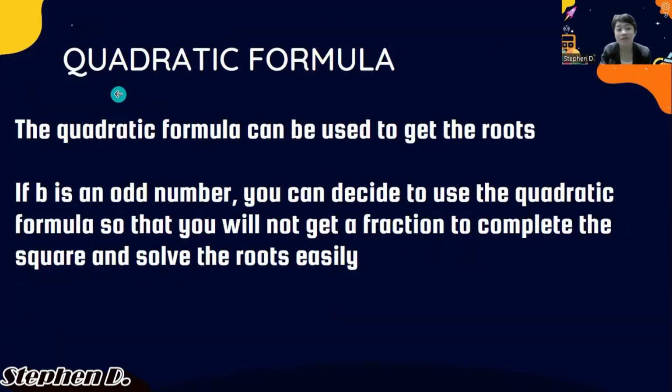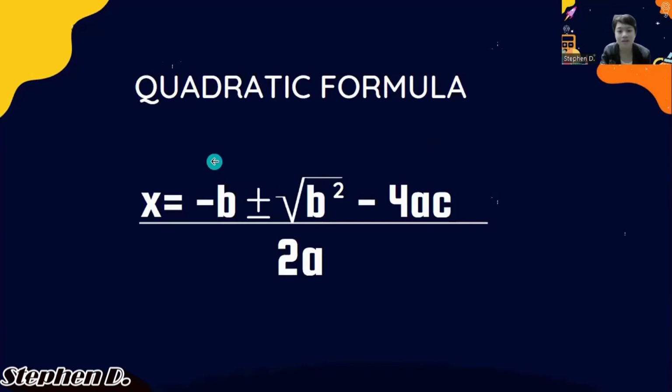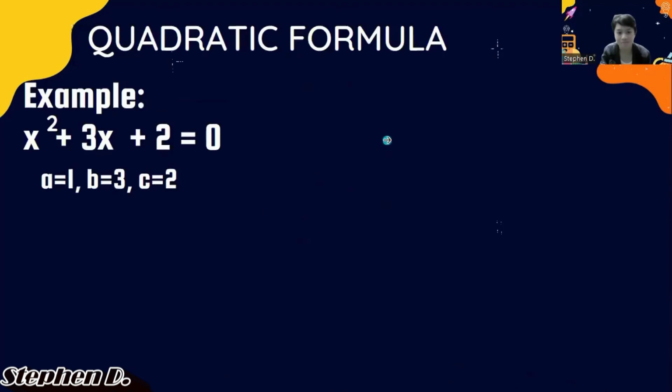Now the quadratic formula. The quadratic formula can be used to get the roots as well. If b is an odd number, you can decide to use the quadratic formula so that you will not get a fraction when you complete the square and solve the roots. So the quadratic formula is x is equal to -b plus or minus the square root of b squared minus 4ac, over 2a.